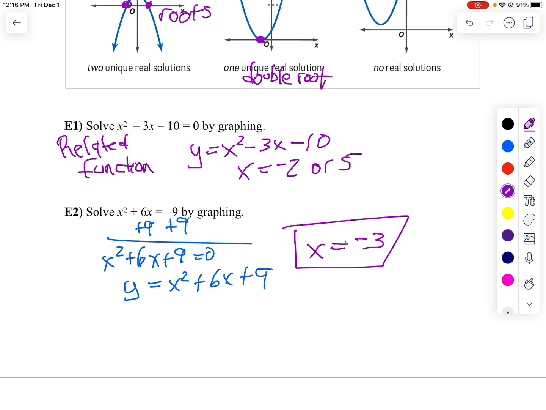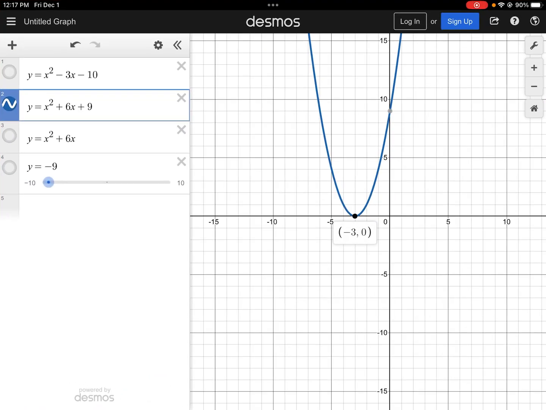Now, you could write two related functions. Instead of adding 9 to both sides, I could write a related function for the left side. I could say, my left side, y equals x squared plus 6x. And the right side, y equals -9. So I've got a system of equations here, and I find out where they intersect. If you want to see that, I've also graphed that here.